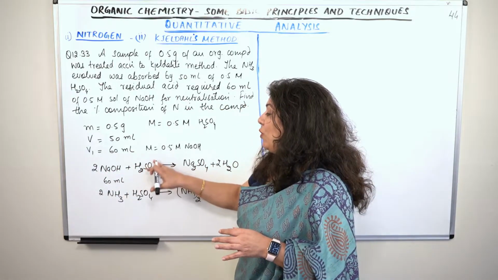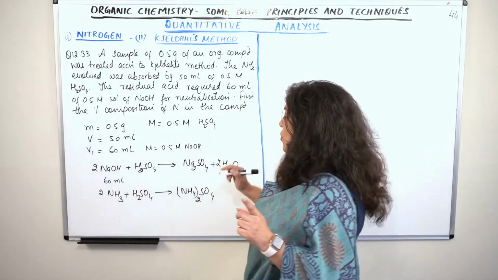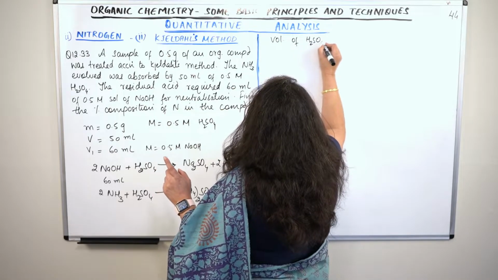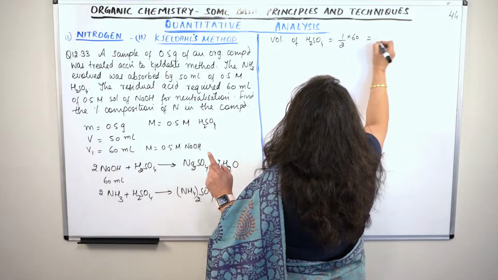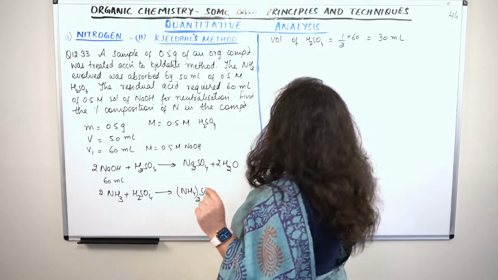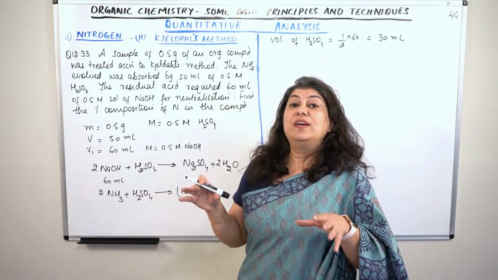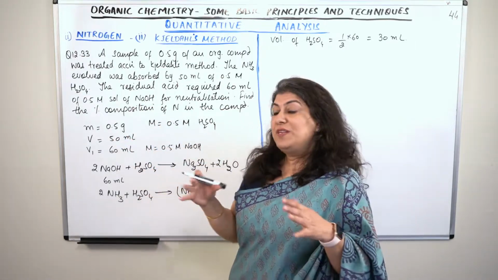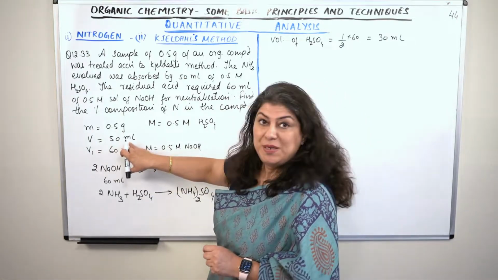So what would be the volume of H2SO4? It would be half of 60. So we'll say volume of H2SO4 will be equal to half of 60, which is equal to 30 ml. We have now come to know that 30 ml of the H2SO4 was not used to react with ammonia. What was the total amount of H2SO4 that we took? The total was 50 milliliters.